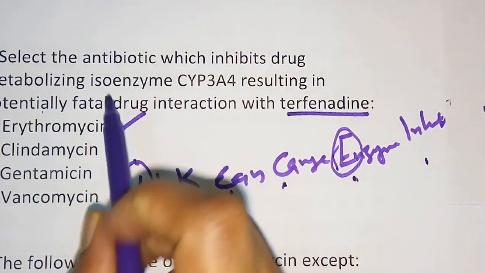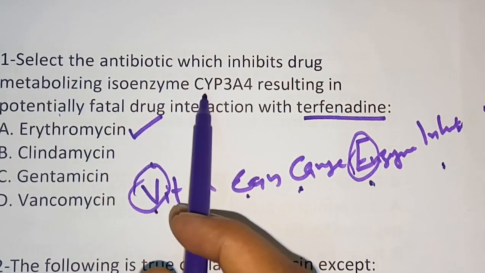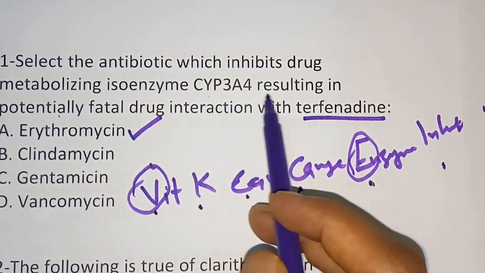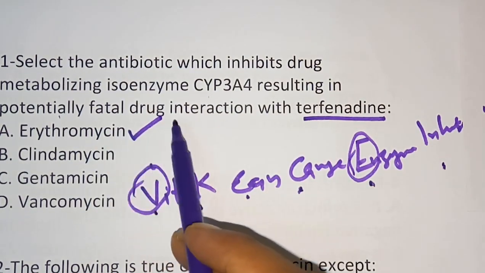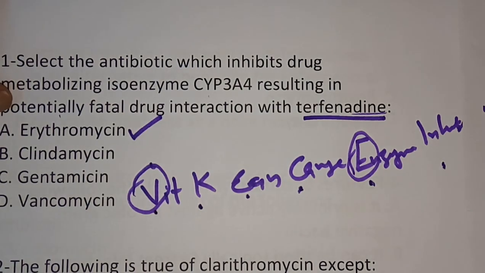This is the question here. The antibiotic which inhibits the drug metabolizing isoenzyme CYP3A4, resulting in potentially fatal drug interaction with terfenadine, that is erythromycin.